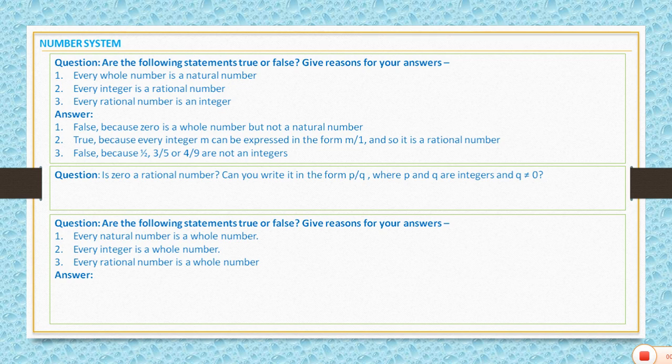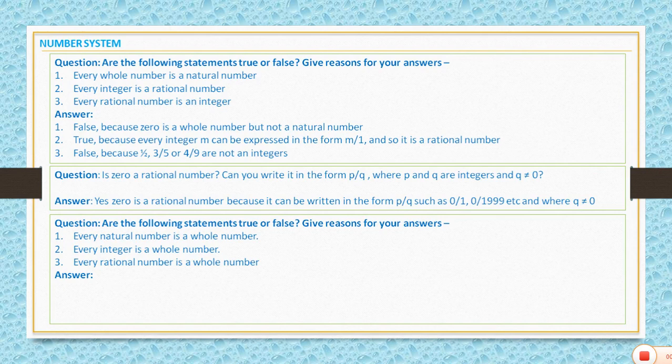Is 0 a rational number? क्या 0 rational number है? 0 can be expressed in P by Q form. 0 by 1, 0 by 100, 0 by 99. Yes. 0 is a rational number because it can be expressed in P by Q form. Next question for you is, every natural number is a whole number. क्या सारे natural numbers 1, 2, 3 whole numbers हैं? सारे natural numbers whole numbers हैं. Whole numbers में भी 1, 2, 3 आता है. And every natural number starts from 1.